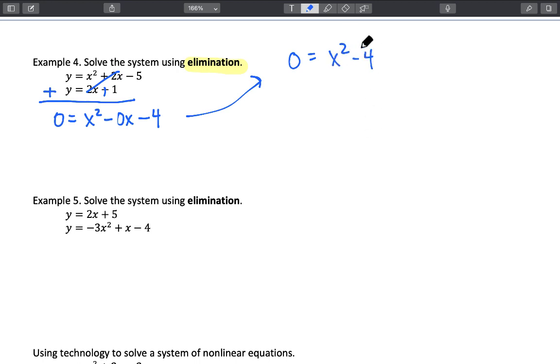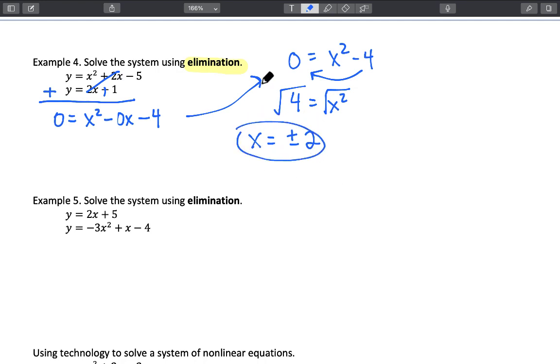Now I can solve. I have no linear term, right? I have no x term. I'm just going to solve using square roots. So I'm going to add that 4 over, and now x squared is equal to 4. Take the square root of both sides, and x is equal to both positive and negative 2. So keep in mind, we're not done yet. We got to take this x, and we're going to substitute it back into one of our original equations. I'll substitute it into this bottom one to find out what our y's are.